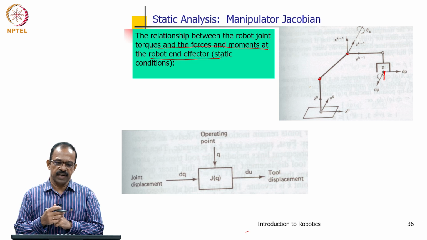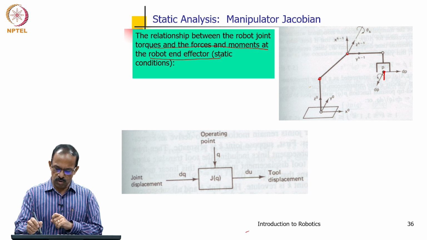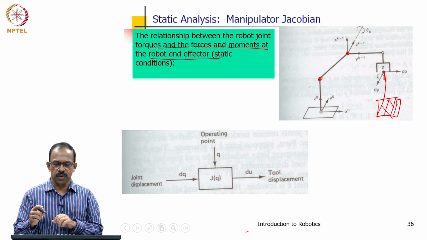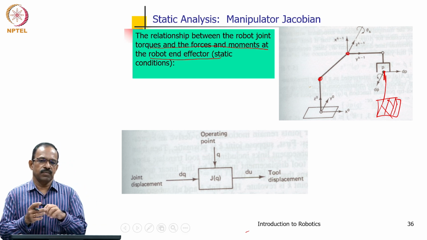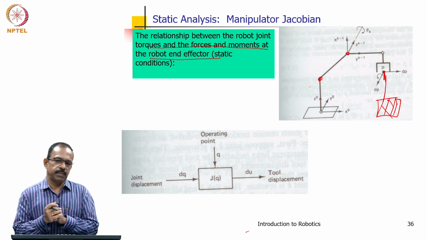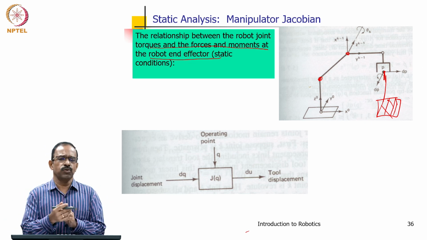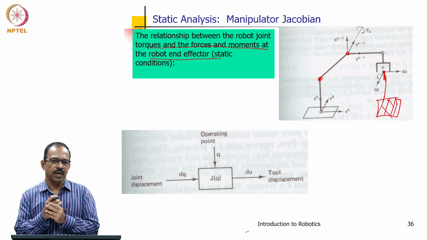So, this is the static relationship, or you are actually holding a weight here. The robot is asked to hold a weight in a static condition. We want to know what should be the torque needed to withstand the load acting at the tool tip. That is the static analysis, and we can solve this using the Jacobian.